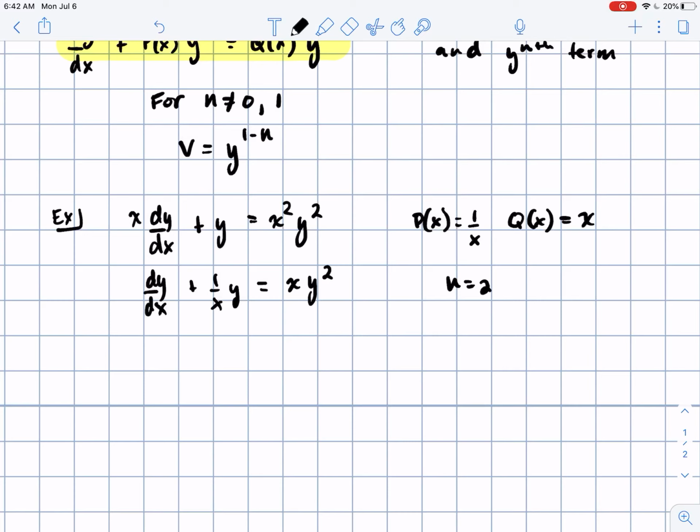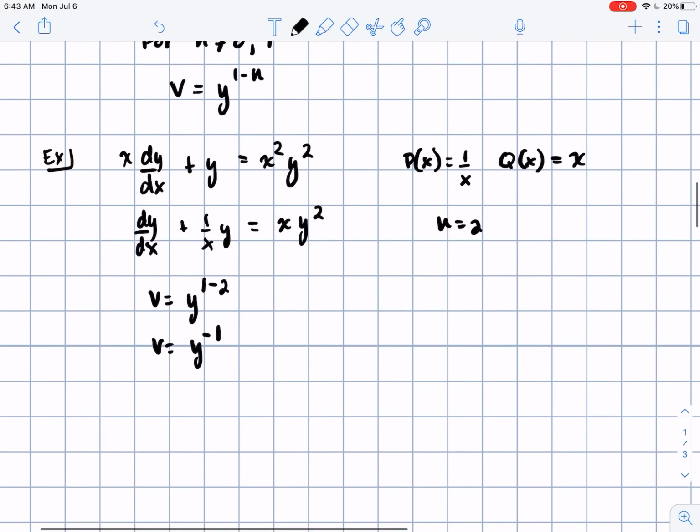You don't have to do all these steps here, but what you want to do is pick the right variable substitution. So v is going to equal y to the power of 1 minus n. Our n in this case is 2, so 1 minus 2, so v is going to equal y to the negative 1.